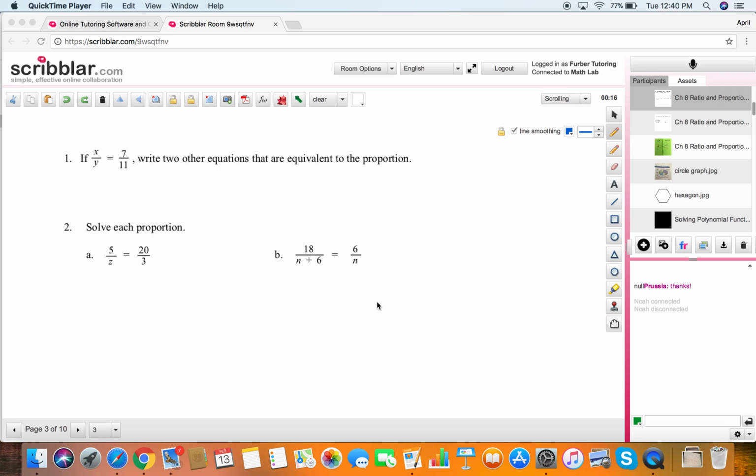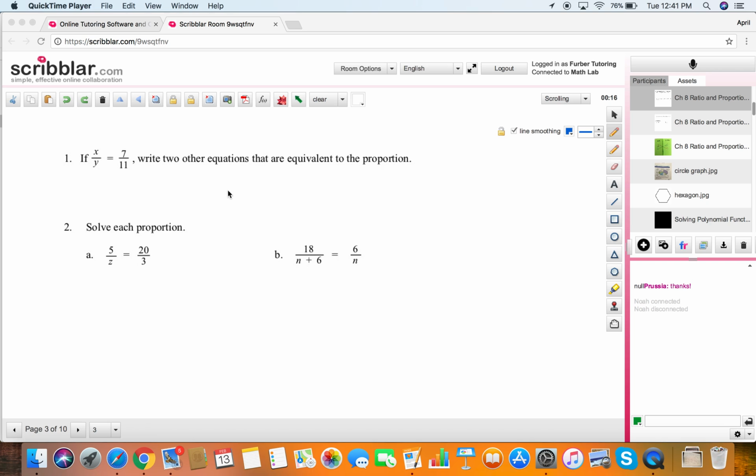Okay, so there are going to be some problems in your notes where we're going to basically take these proportion concepts and apply them. And so the first one is this one, which is what I said we were going to look at, where we have a proportion. If x is to y, then 7 is to 11. And we're going to write two other equations that are equivalent to the fraction. Now, you could write up to 4. So I'm going to go ahead and write all 4, but you only need to pick 2.